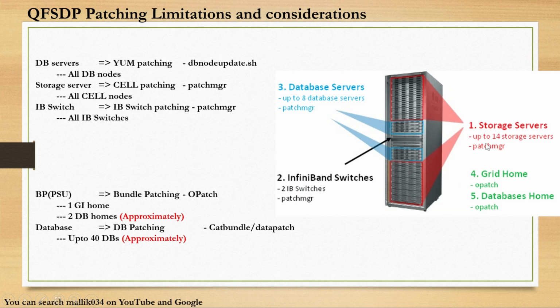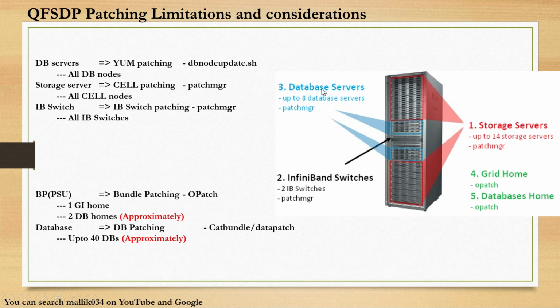So if you see the typical architecture I showed here, for the storage servers, up to 14 storage servers, they will use patchmgr, and for the InfiniBand switches, 2 InfiniBand switches, they will use patchmgr again for the IB switch patching, and DB server patching for up to 8 database servers. This is patchmgr. Again you can use a patchmgr bundle with dbnodeupdate.sh, or separately you can use dbnodeupdate.sh for this patching. Don't get confused with patchmgr.